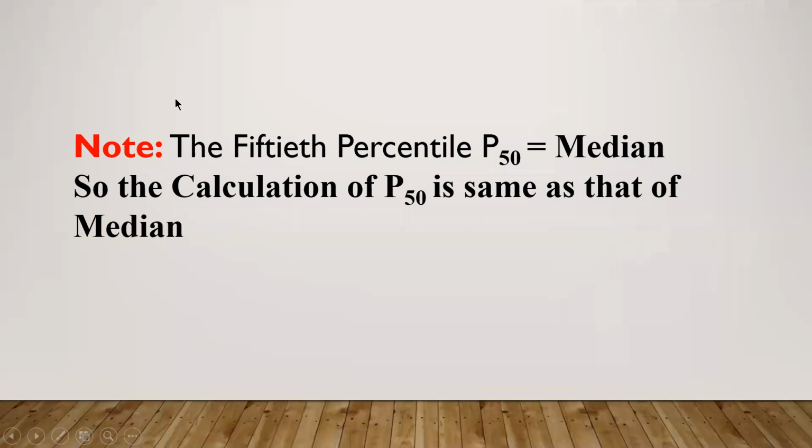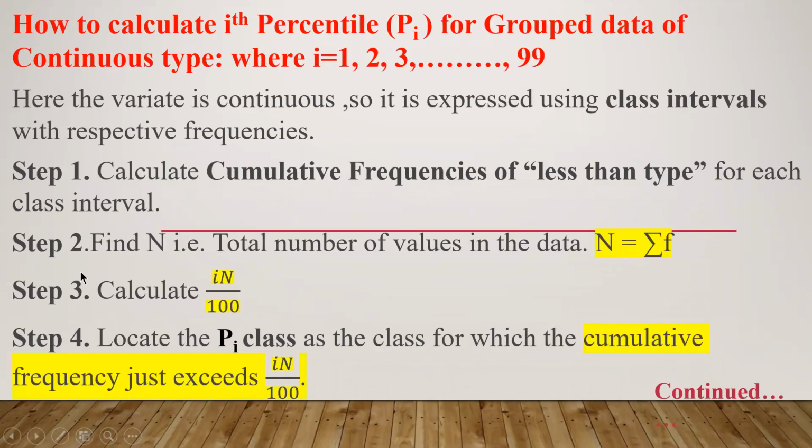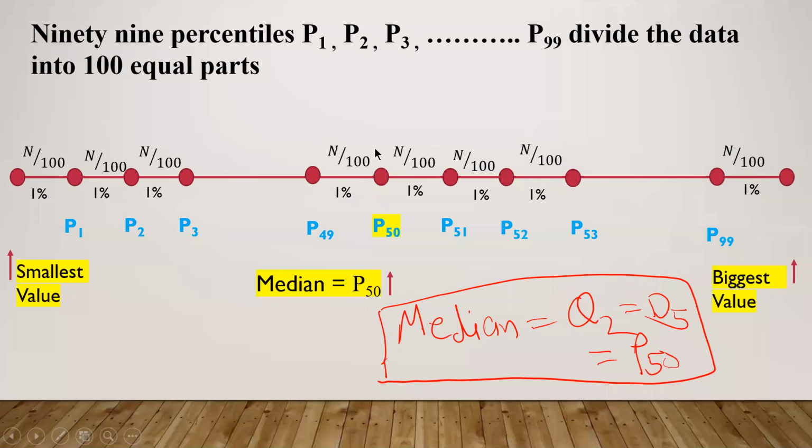Now here I have written a note which we also observed in that diagram. The 50th percentile, that is P50, will lie exactly in the middle. So it is the median, and the calculation of P50 is the same as that of the median. This is what we saw in the diagram: P50 comes exactly in the middle.